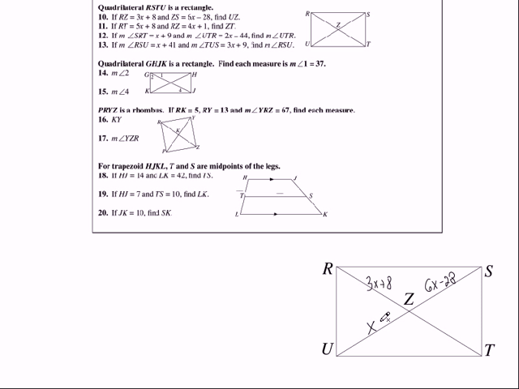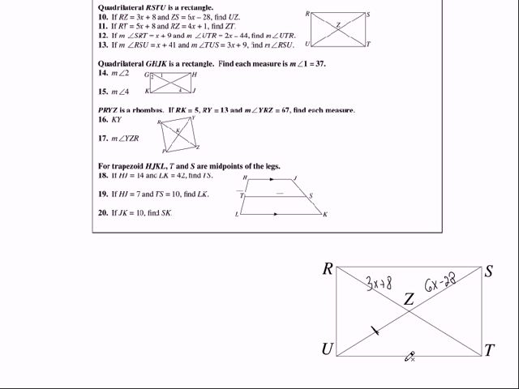We'll just call it UZ. We'll put a little tick mark here just to remember which one we're trying to find. All right. So it says this is a rectangle. So this whole thing right here is a rectangle.